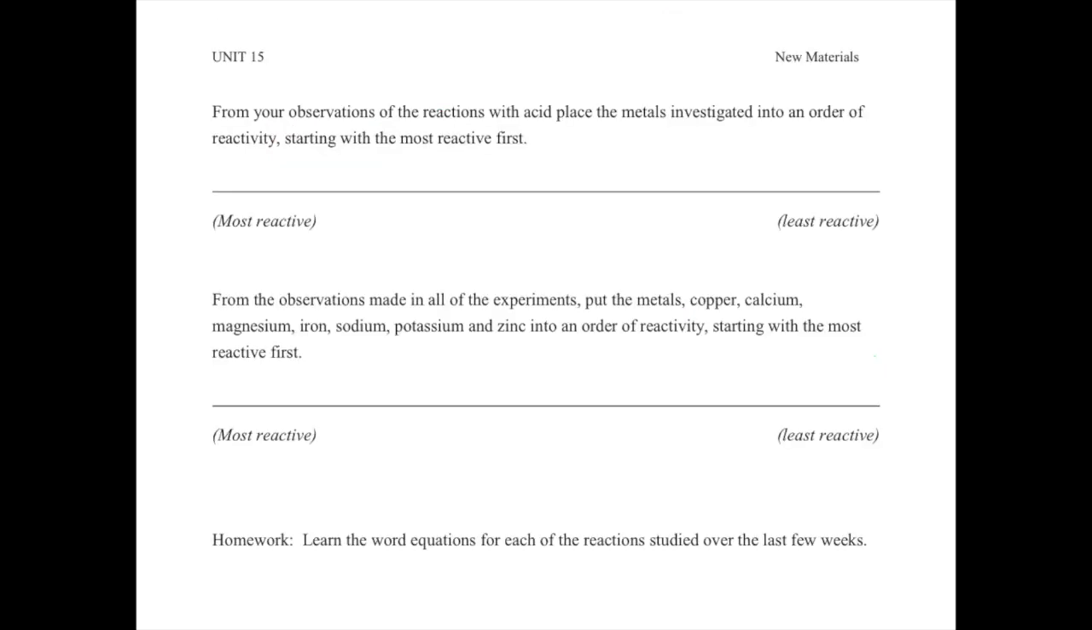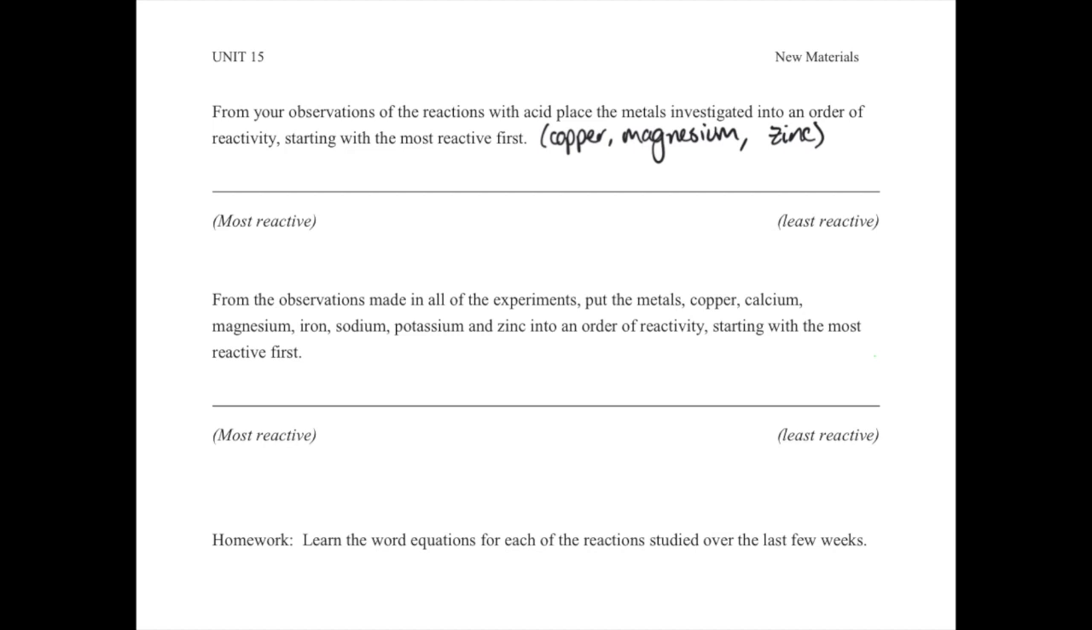To finish off this video, I'm just going to explain what you need to do on page 9, and then I will let you complete that. So on page 9, you need to, first of all, from your observations from this week's lesson, the reactions with acid, place the metals investigated into an order of reactivity, starting with the most reactive first. So remember that we looked at the reaction of copper, magnesium and zinc with acid. So those are the 3 metals from today. So those are not in the correct order, but put those 3 metals in order of reactivity.